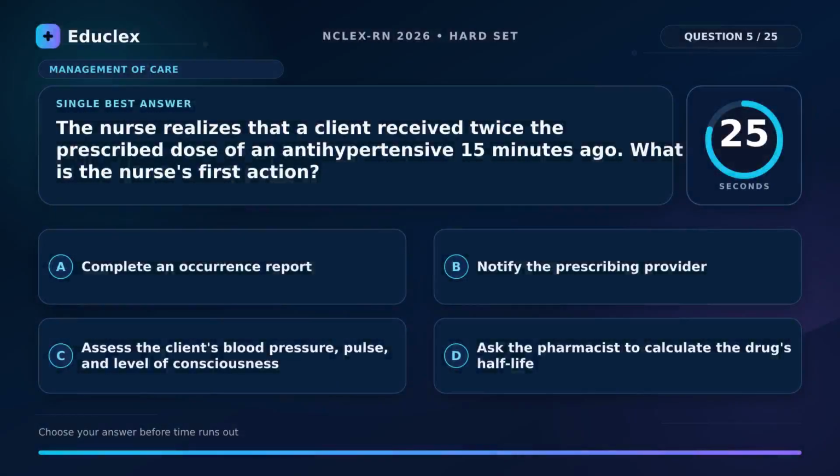Question 5. The nurse realizes that a client received twice the prescribed dose of an antihypertensive 15 minutes ago. What is the nurse's first action? Here are the options. Option A. Complete an occurrence report. Option B. Notify the prescribing provider. Option C. Assess the client's blood pressure, pulse, and level of consciousness. Option D. Ask the pharmacist to calculate the drug's half-life. Your 25-second thinking time starts now.